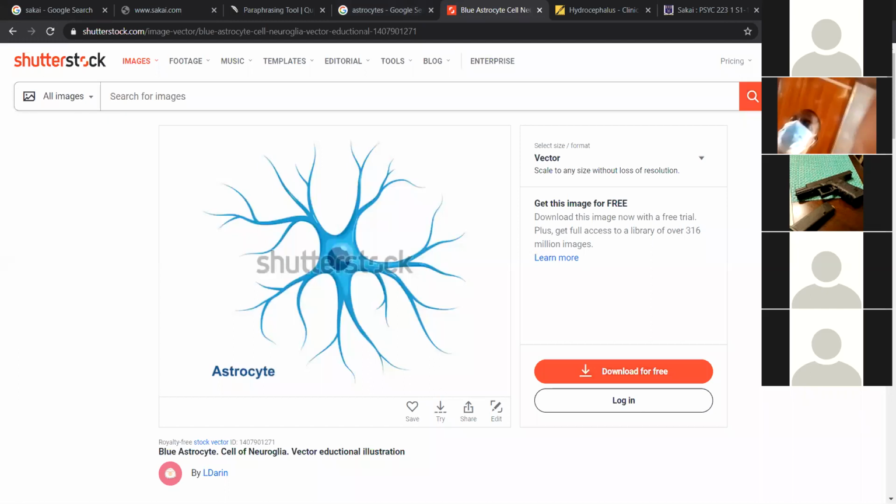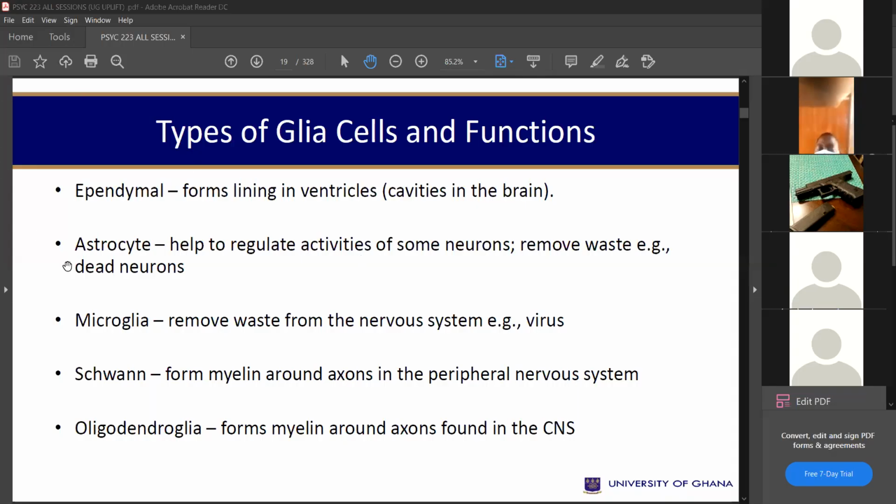Then the next glia cell is microglia. In most situations, microglia removes bacteria and viruses from the brain.